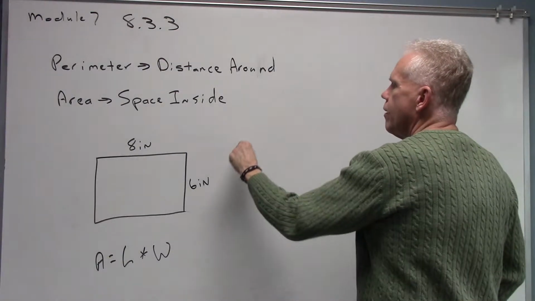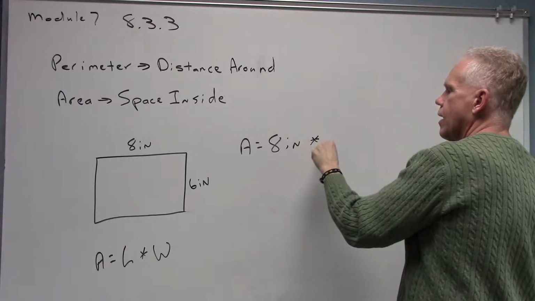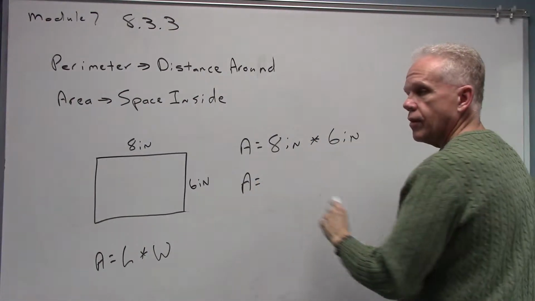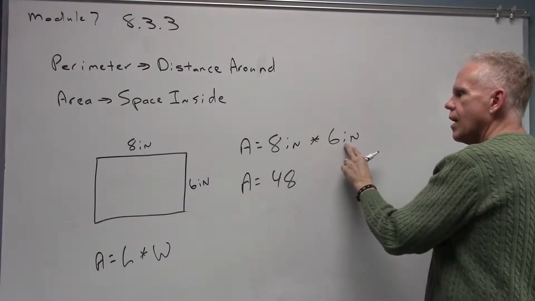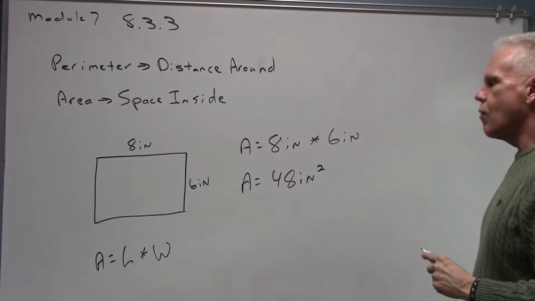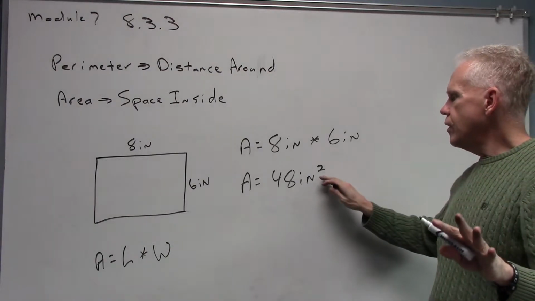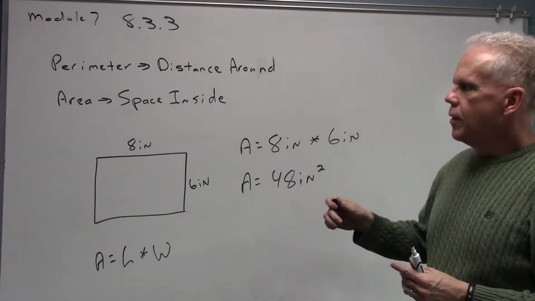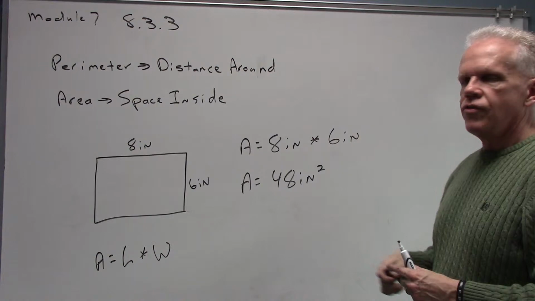And so the area of this rectangle is going to be 8 inches now times 6 inches. Now what you'll notice is 8 times 6, of course, is 48. And then we do inches times inches, we end up with a unit of inches to the second power. And area is always listed with the units in the second power, or what we call squares. So the area of this rectangle is 48 square inches.